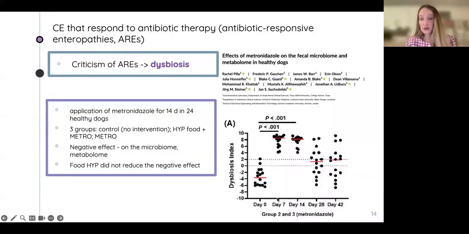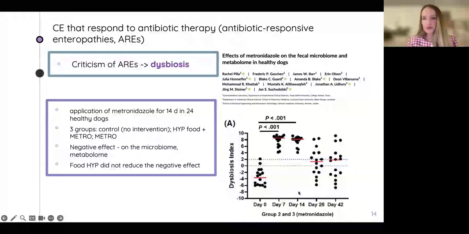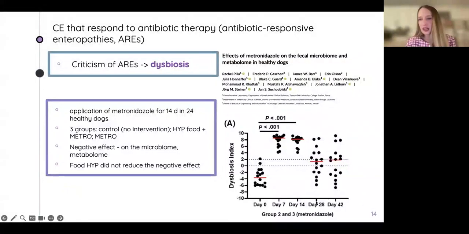So after 7 days of metronidazole, there is a marked dysbiosis in almost all of the dogs. Then at day 14 it is the same story. And then when they stop the metronidazole therapy, at day 28, we see scattering of the dogs. So some returned quite quickly back to normal, so this dysbiosis index was fine. And some stayed in this red, so to speak. So we see quite a lot of dysbiosis there.